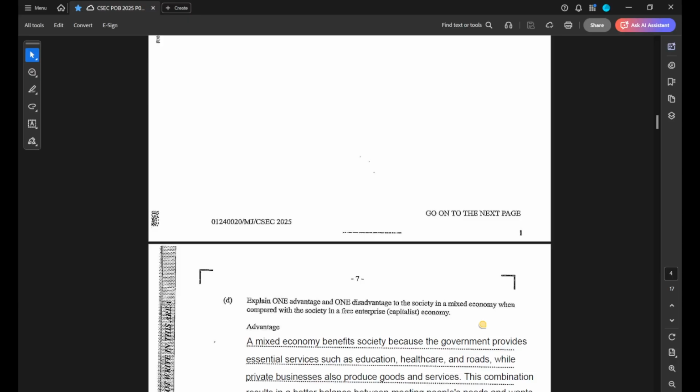Part D. Explain one advantage and one disadvantage to the society in a mixed economy compared with the society in a free enterprise or capitalist economy. Let's go.